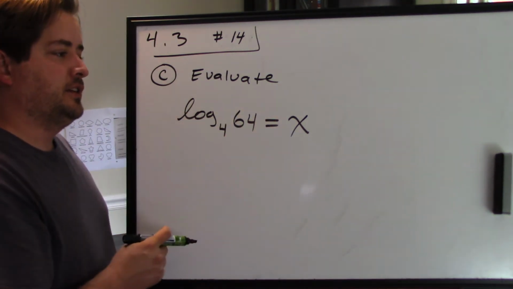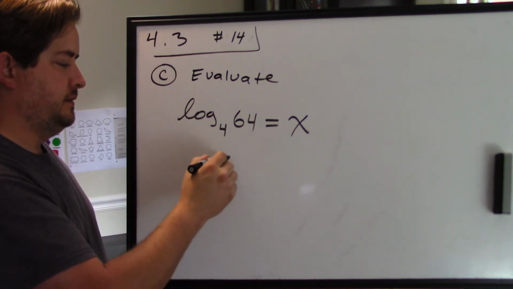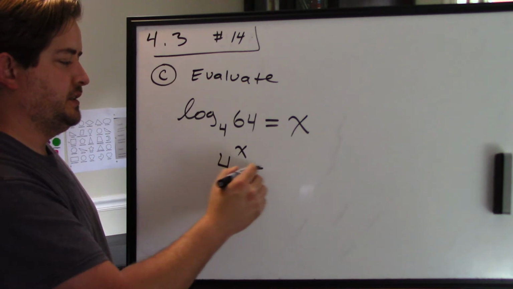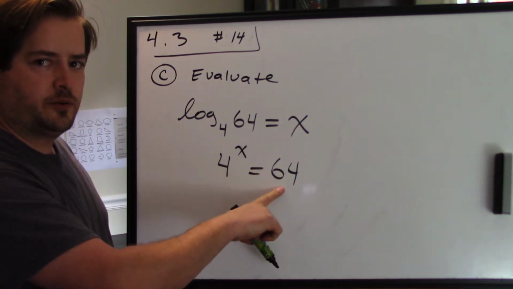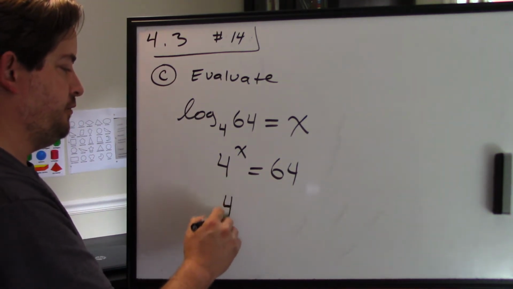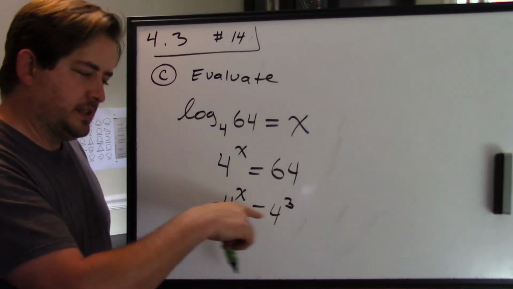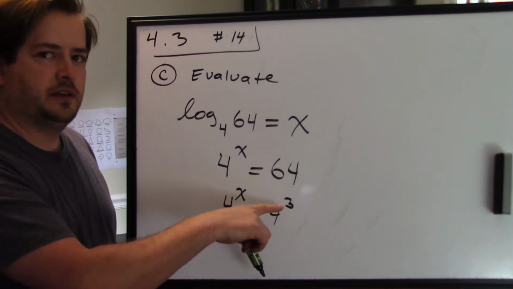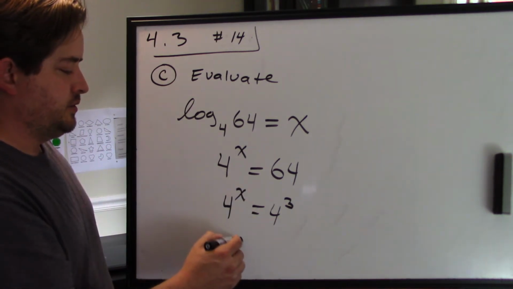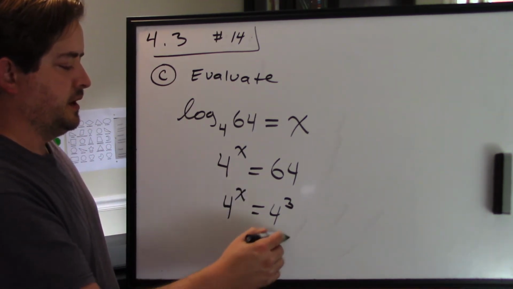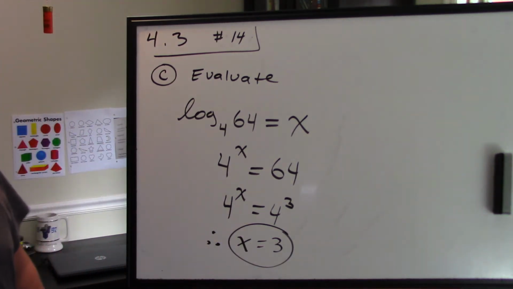But in writing it as an equation, I can change it now and write it as an exponential: 4 to the x is equal to 64. And I know that 64 is 4 to the third power. So that is to say I have 4 raised to the x is 4 to the third. The only way this is ever going to be true is if x is 3. I can't have x be anything else other than 3 for this to be true, and so x is equal to 3. And we're done.